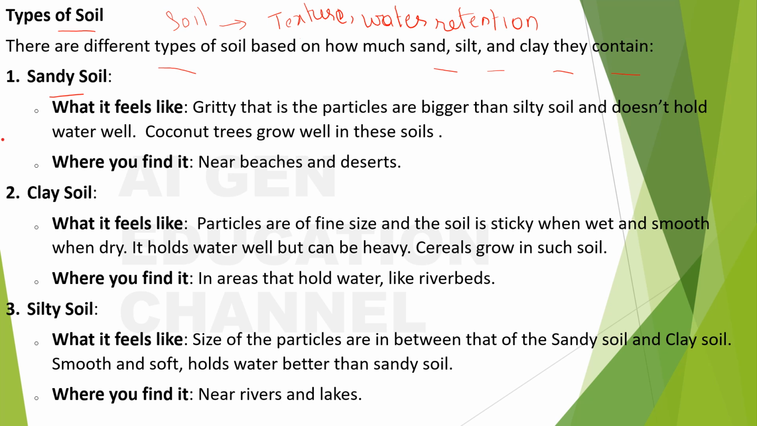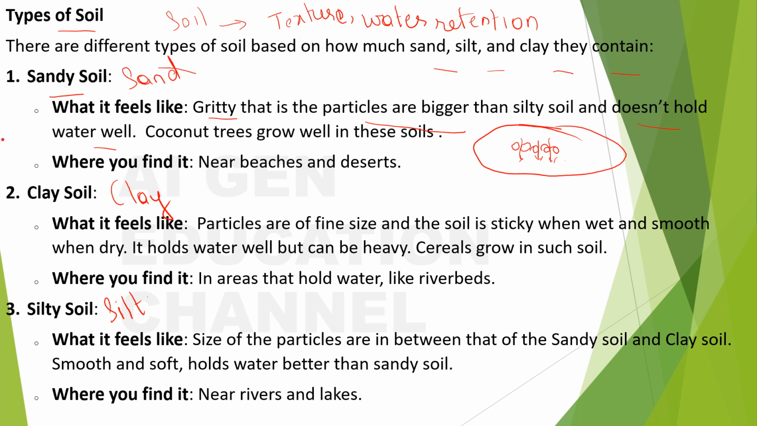Sandy soil means you can even simply say it to be sand. Clay soil means you can simply say clay. Silt, that's also fine. What is it about sandy soil? It feels gritty, that is, particles are bigger than the silty soil and it doesn't hold water well. See, when there are bigger particles, the water can easily get down, right? Can seep down. So there is no way that these soils can hold water properly, right?